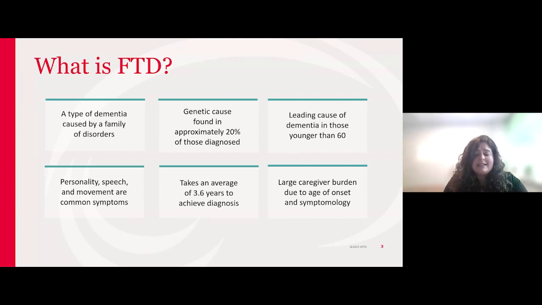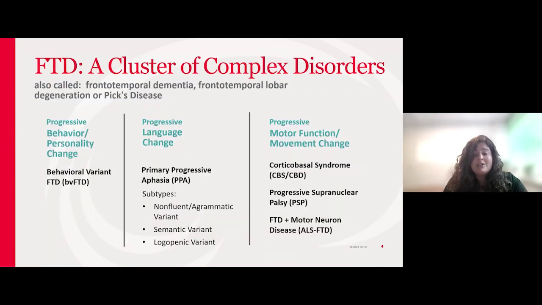FTD initially presents with different symptoms depending on where the disease starts in the brain. The most common early symptoms impact behavior, personality, and communication. Unfortunately, right now, it can take on average 3.5 years to get a diagnosis. And because of the typical younger onset of FTD, many persons with FTD or their care partners can still be working with their medical insurance related to employment, still paying off a mortgage or other loans, saving for retirement, paying for college, etc.